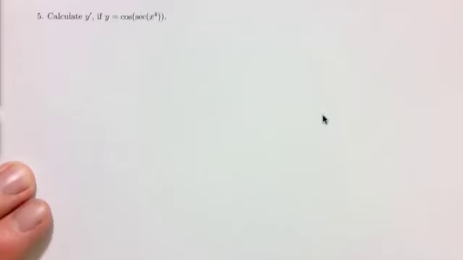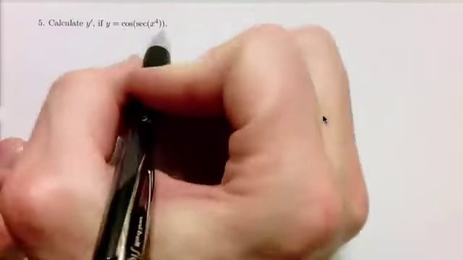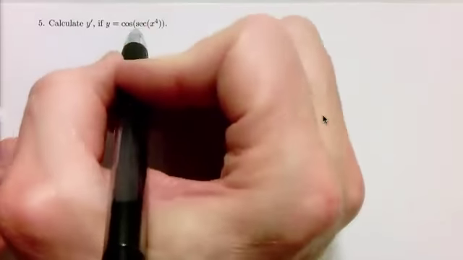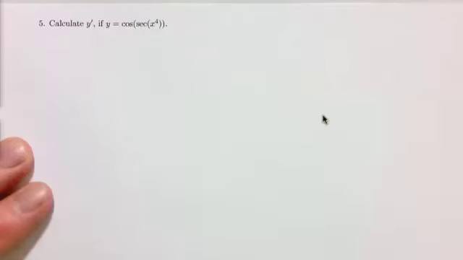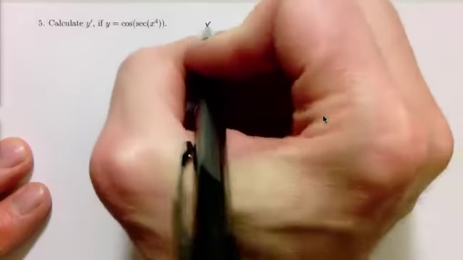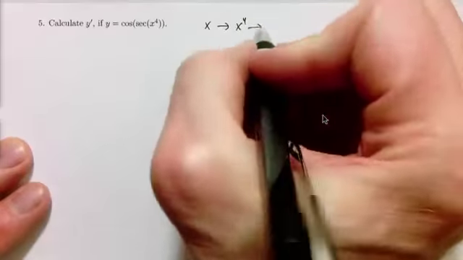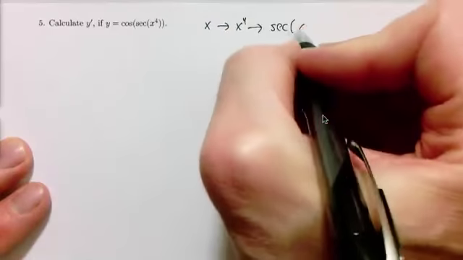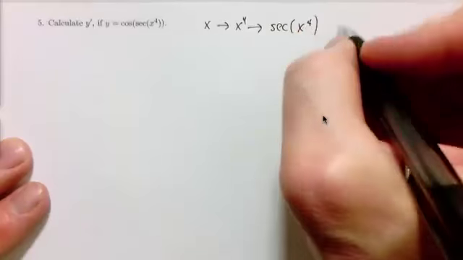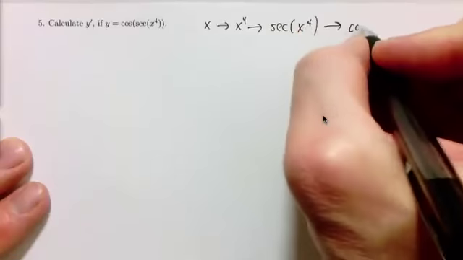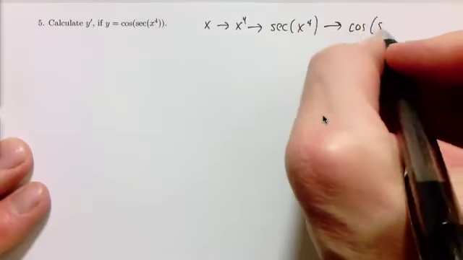This is a double chain rule problem. This is not multiplication. This means take the cosine of the secant of x to the fourth. It's a composite function. If we start with the number x, we're going to take x to the fourth first, and then we're going to take that result and plug it into secant. And finally, we're going to take that new result and plug it into cosine.